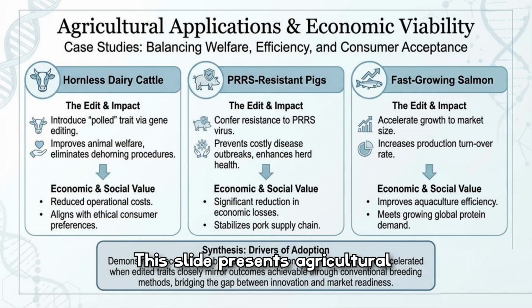This slide presents agricultural case studies: hornless dairy cattle, PRRS-resistant pigs, and fast-growing salmon, to illustrate welfare, efficiency, and market impacts. Each example shows how targeted edits can improve animal welfare, stabilize supply chains, or boost productivity, and the synthesis highlights that economic viability and consumer acceptance hinge on traits that mirror conventional breeding outcomes while delivering clear societal benefits.